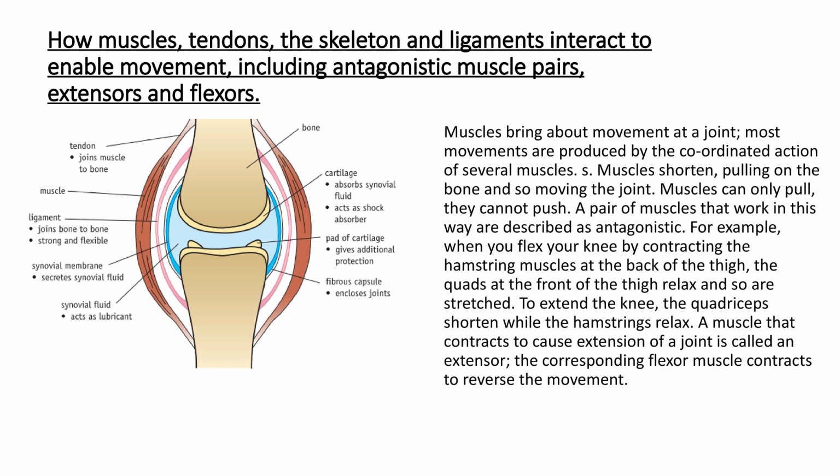For example, when you flex your knee by contracting the hamstring muscles at the back of the thigh, the quadriceps at the front of the thigh relax and so are stretched. To extend the knee, the quadriceps shorten while the hamstrings relax. A muscle that contracts to cause extension of a joint is called an extensor, and the corresponding flexor muscle contracts to reverse the movement.